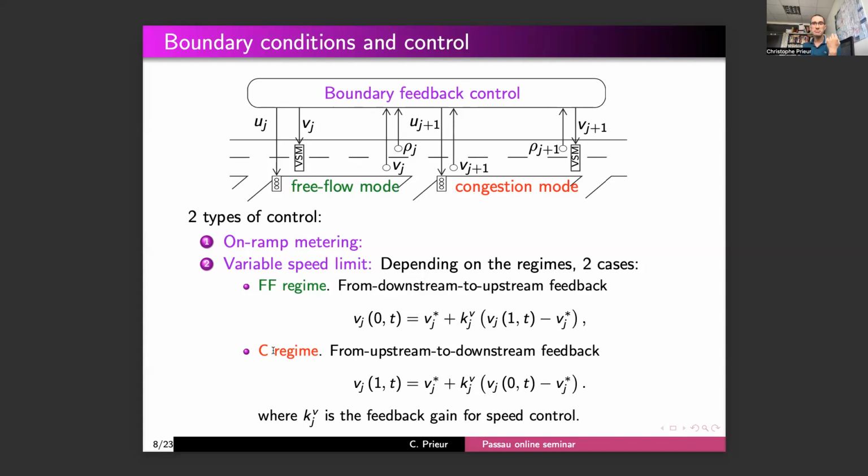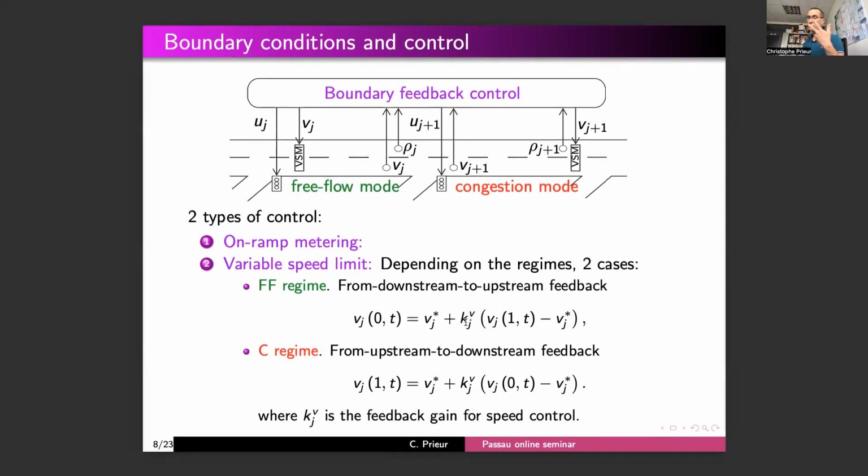And in the congestion regime, of course, remember that in that case we have a negative velocity. So it just means that we need a boundary condition at x equals 1, at the end of the segment. So in that case, you just need to control the variable speed limit at the end of the segment, depending on what happens at the beginning of the segment. So it is a so-called from upstream to downstream feedback. So you have to feed back the upstream velocity to the downstream control. You see? So again, you have two proportional gains, k_j^V here.